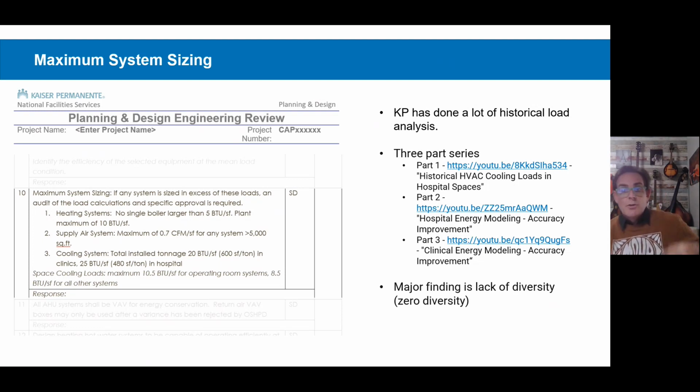And so if you submit a load calculation and you're above these numbers, you're above 0.7 CFM a square foot or above 20 BTU a square foot, then the first thing we're going to do is ask you about your room-to-room diversity assumptions and zone-to-zone diversity assumptions.